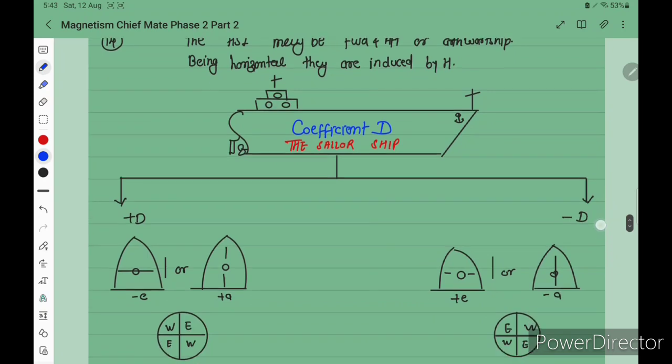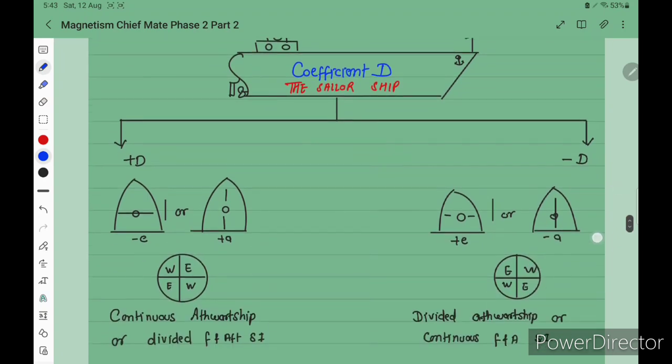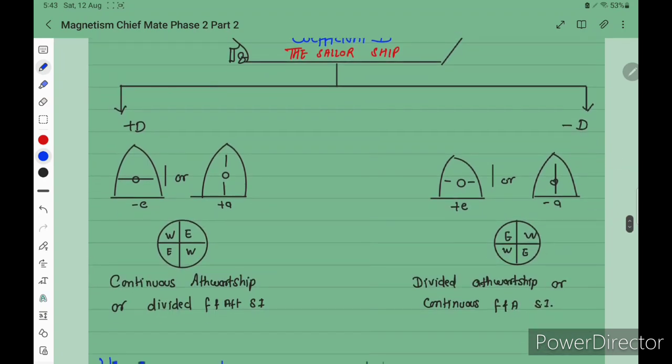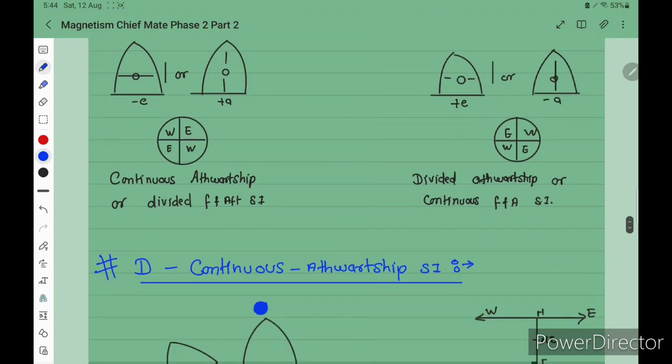So coefficient D is caused by continuous athwartship or divided fore and aft soft iron; minus D by divided athwartship or continuous fore and aft soft iron; minus E, plus A for plus D; and minus D for plus E and minus A. So you remember this.